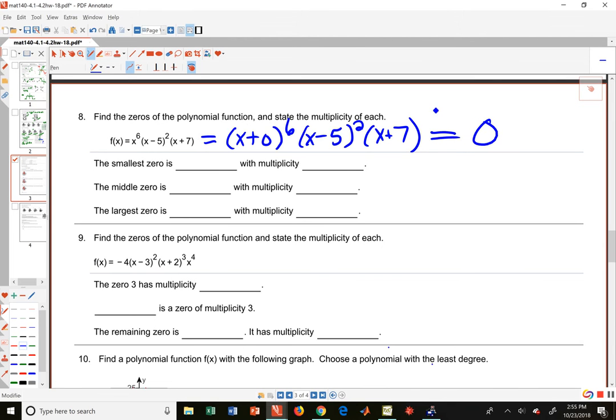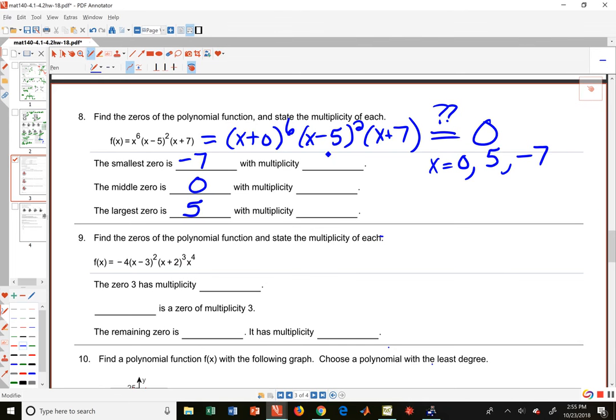So still our question is, when is this 0? Well, the answer is when x equals 0. So you just want to choose the value of x that makes that factor 0. Choose the value of x that makes that factor 0, which would be 5. It's the opposite. 5 minus 5 is 0. And then minus 7 would be our last 0. So the smallest 0 we'd say is minus 7. The middle 0 is 0. And the largest 0 is 5.